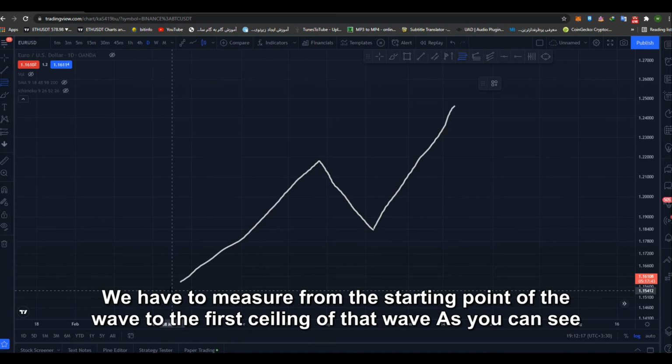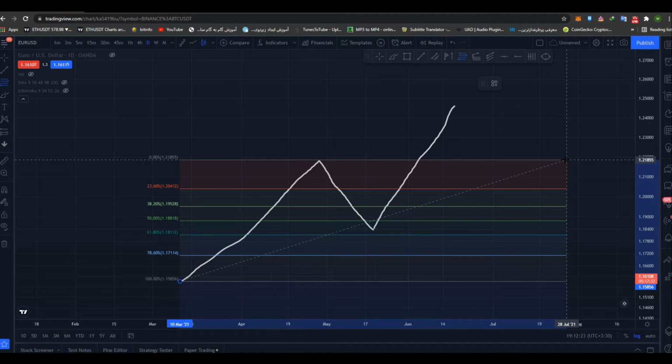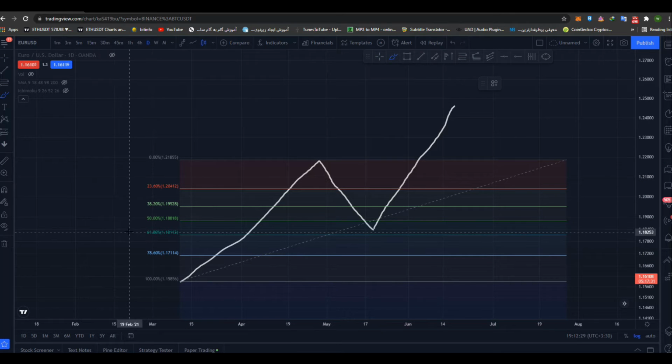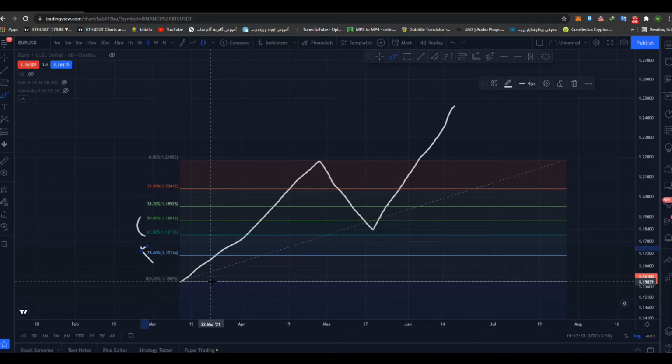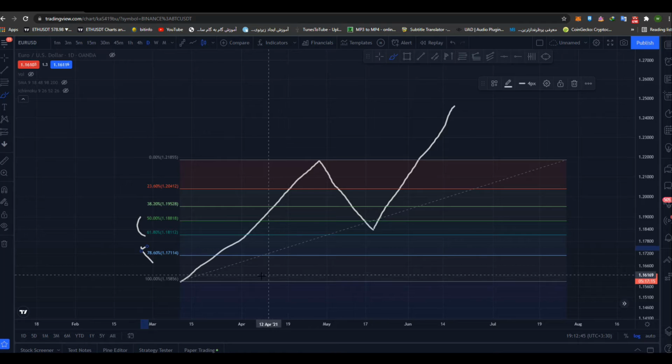We have to measure from the starting point of the wave to the first ceiling of that wave, as you can see. Price reaction in the range of 50 to 61 is easily recognizable. This tool shows our uptrend 100%, and 50%, 61%, 78%. These are all percentages of returns from the 100% wave.